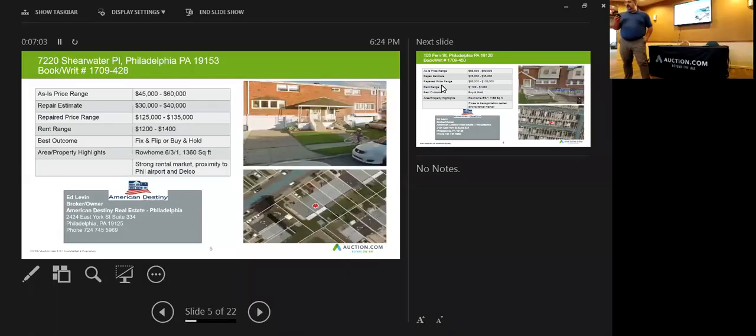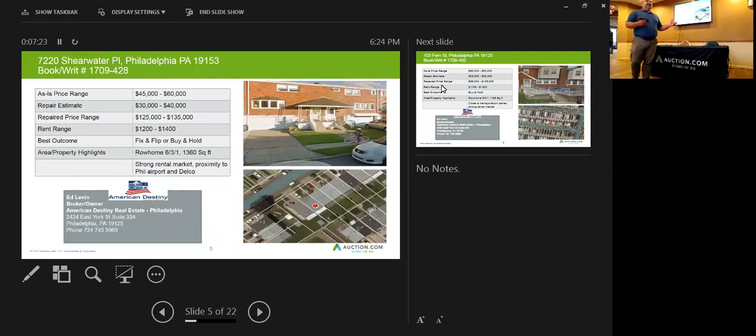Shearwater Place. Again, this is down by the airport. It's Philadelphia, 19153. Three-bedroom, one bath, 1,360 square feet. This is also, again, a strong rental market. It is proximate to the airport and to Delaware County.